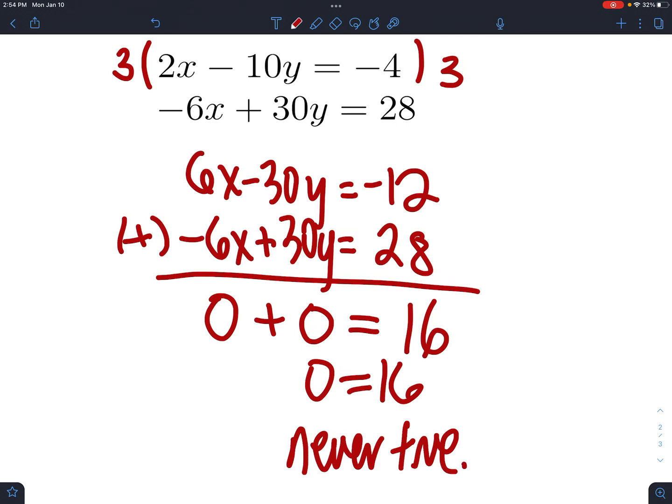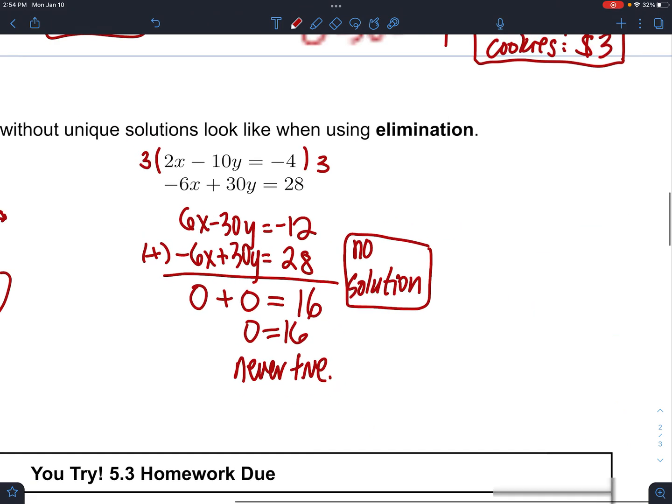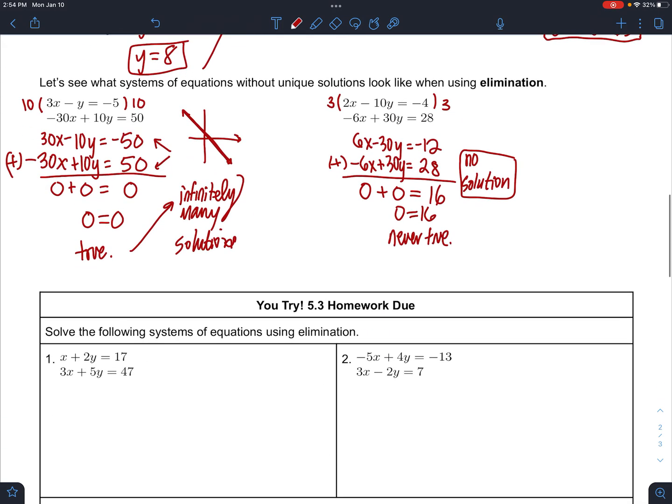And if we tried to find the solution to this system and found that it's never true, no matter what you do, we can't make it happen, that would mean no solution, wouldn't it? So these two lines are actually parallel. They never touch, there's no solution.